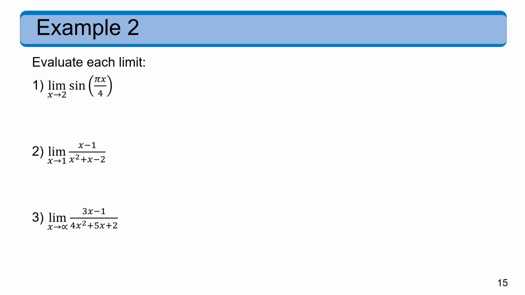So in this first one, if we plug in 2 for x, we get sine of 2 pi over 4. And if you simplify the 2 pi over 4, which becomes pi over 2, use what you know about the unit circle, sine of pi over 2 equals 1. And remember, as long as your function here is continuous, we know we can use direct substitution. And the sine function, of course, is continuous.